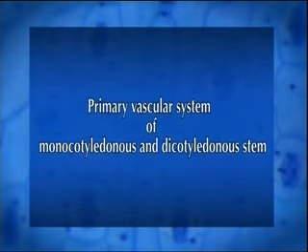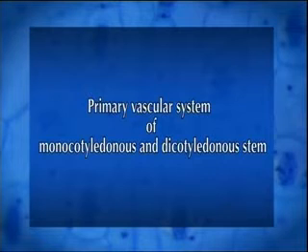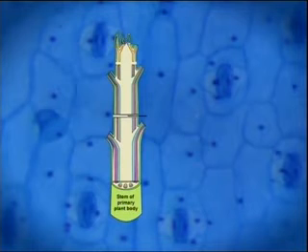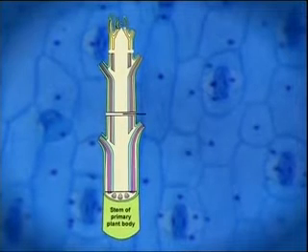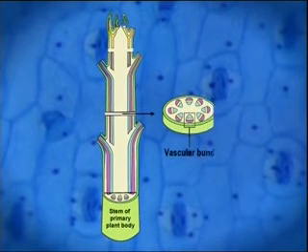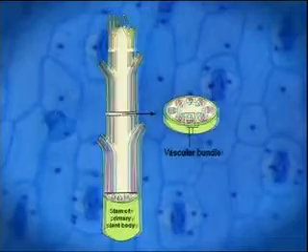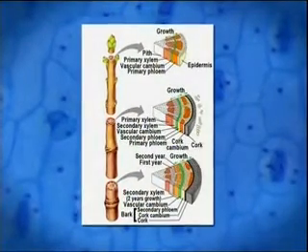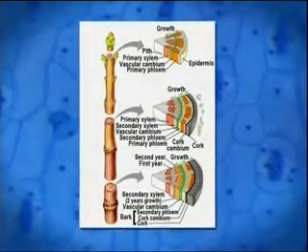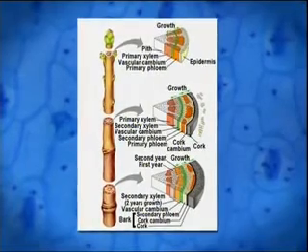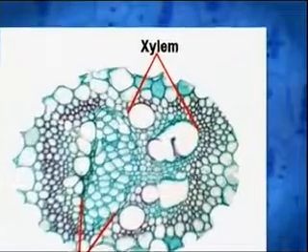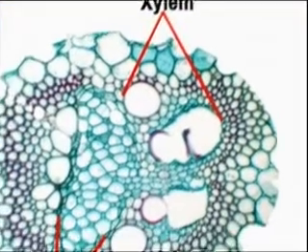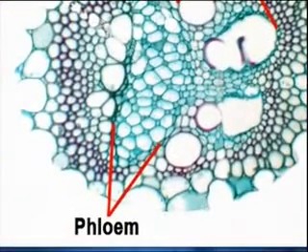This time I will discuss the primary vascular systems of monocotyledonous and dicotyledonous plants. In the primary plant body, the vascular system is made up of vascular tissues organized into discrete vascular bundles. Vascular bundles are strands of conducting tissues extending longitudinally through the stems and roots of the plant. Each vascular bundle consists of xylem and phloem conducting tissues of the plant.